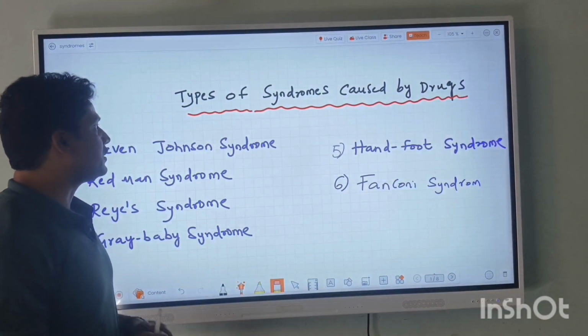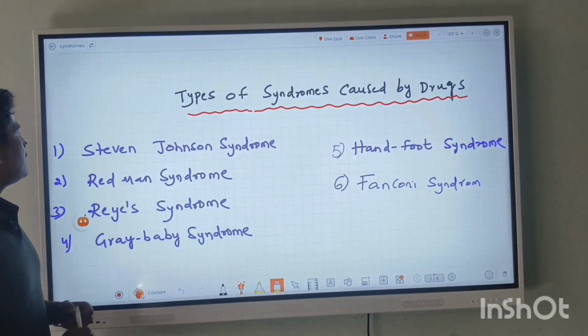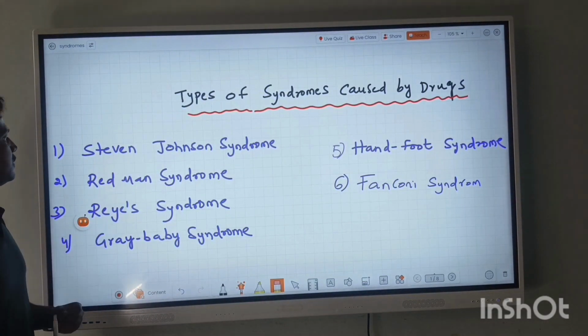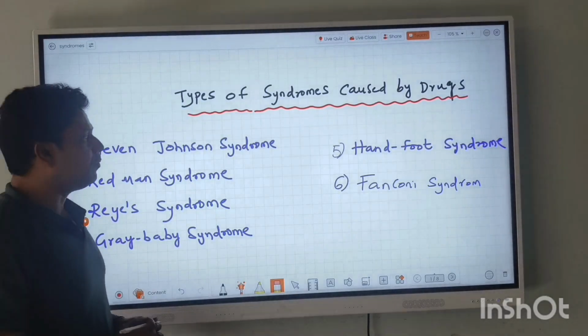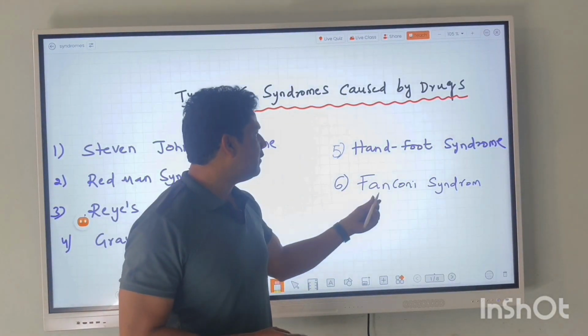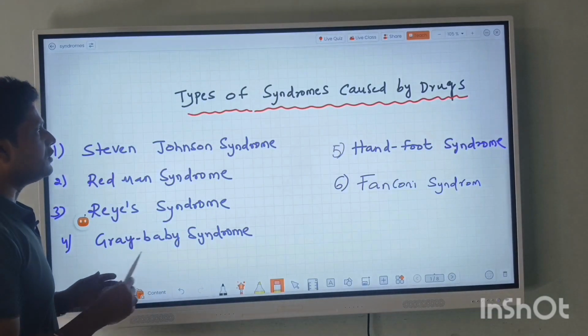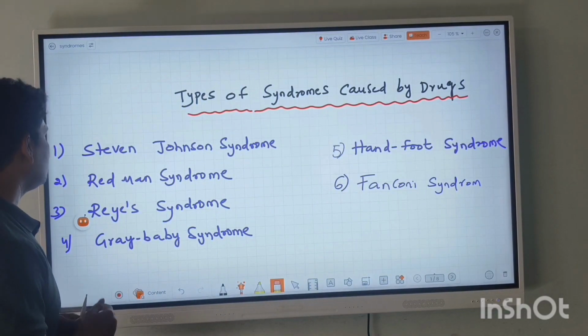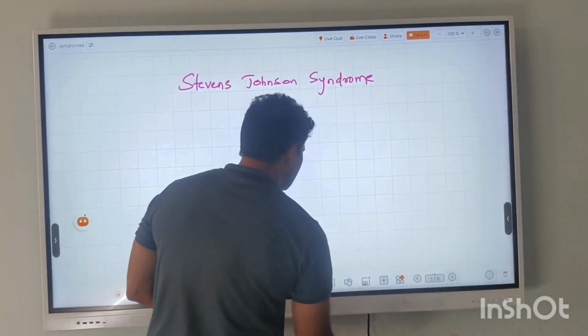So today I am going to discuss types of syndromes caused by drugs. Here the syndromes are Stevens-Johnson syndrome, Redman syndrome, Reye syndrome, Gray baby syndrome, hand-foot syndrome and finally Fanconi syndrome. So these are the syndromes caused by drugs. So the first syndrome is Stevens-Johnson syndrome.